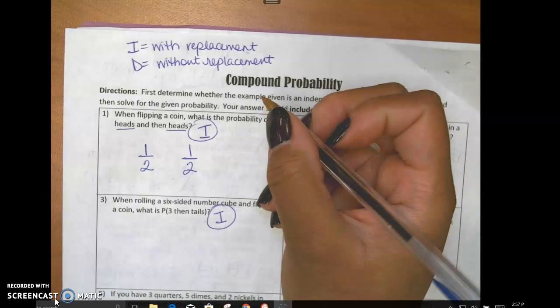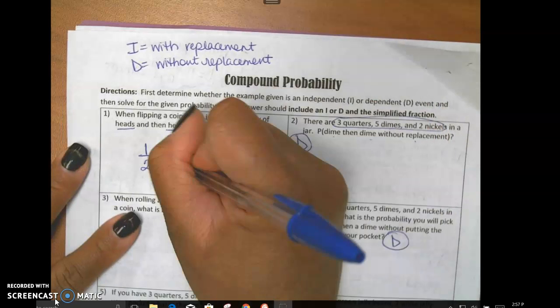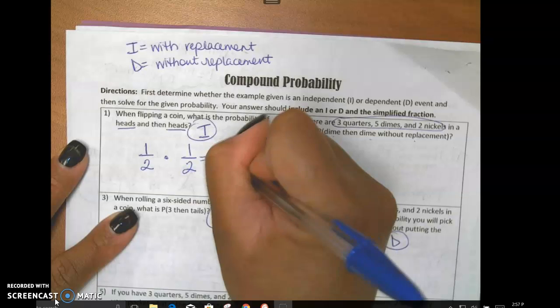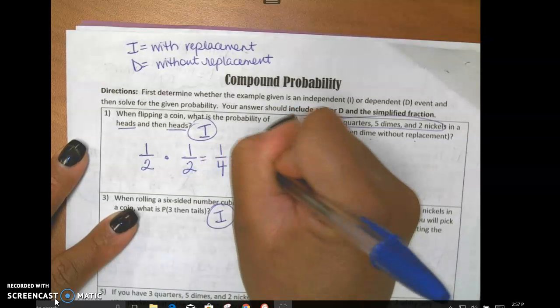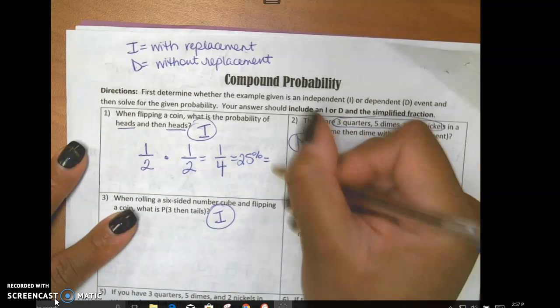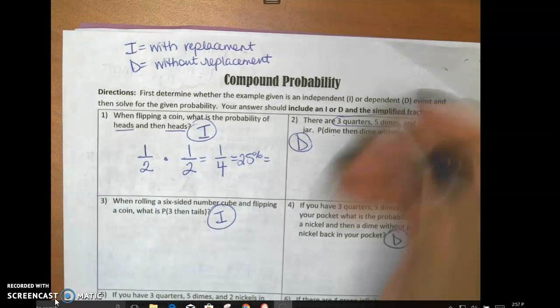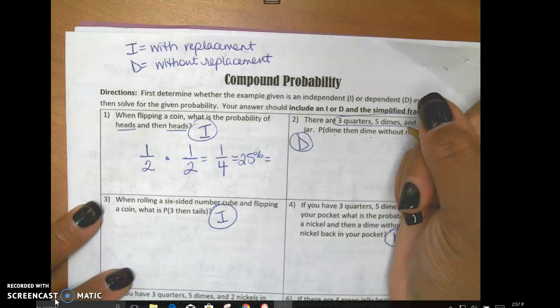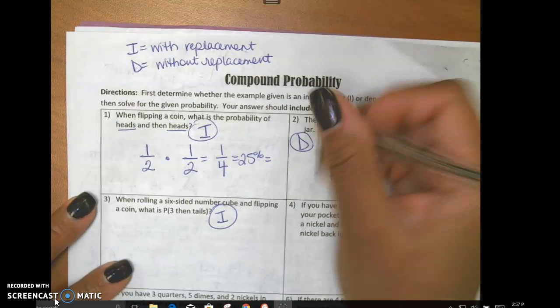Multiply. Now it's time for your 25%. Half of a half is 1/4. 25% is what as a decimal? What's this as a decimal? 0.25.